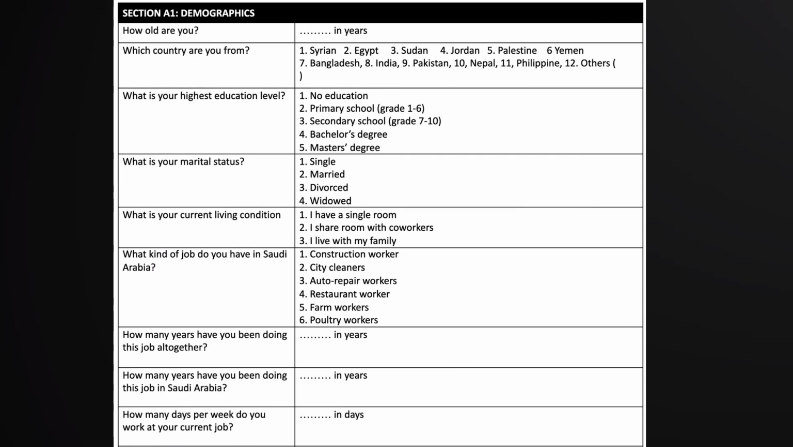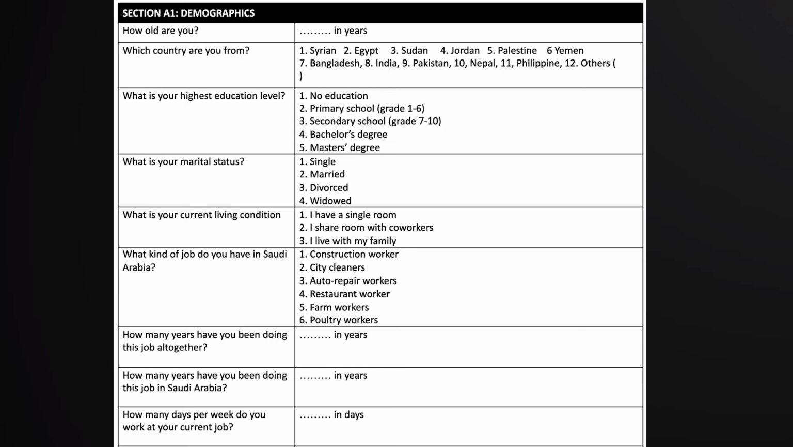Here are some example questions that we developed in a previous project. The project was discussing occupational health in Saudi Arabia. Here is section A1, demographics, which is usually the first section in every assessment tool.